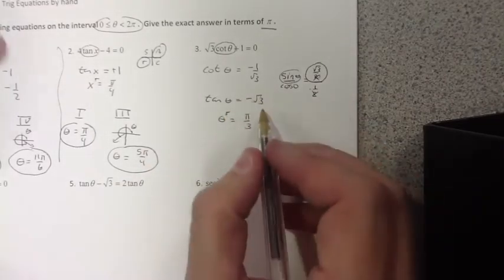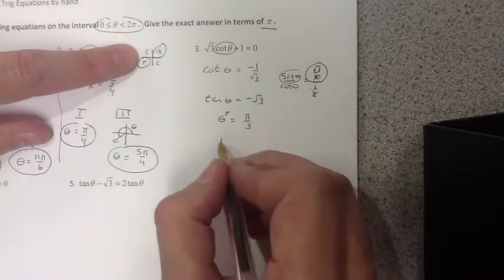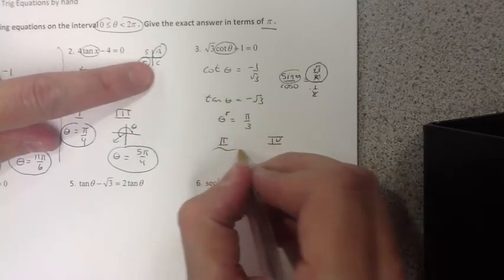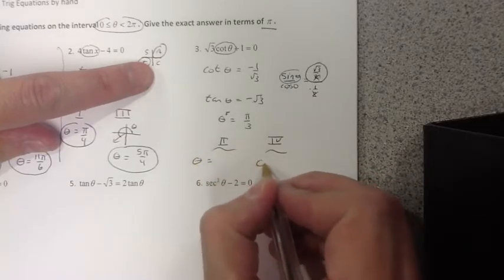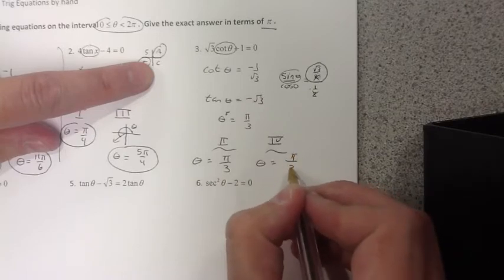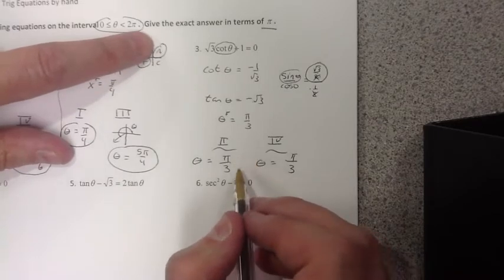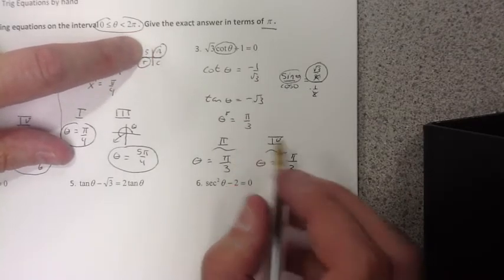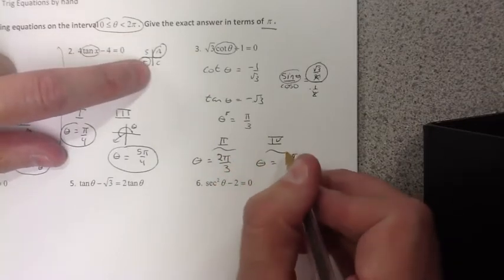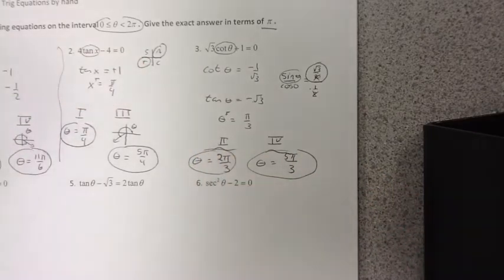Now, where's tangent negative? It was positive in the first and third, so it's negative in the second and fourth. They're both going to have pi over 3, so I laid out the pi over 3's. I just have to determine which one. In the first quadrant, it's pi over 3. In the second quadrant, it's 2 pi over 3, and I just keep going around, 4 pi over 3, and 5 pi over 3. So those are our 2 angles.